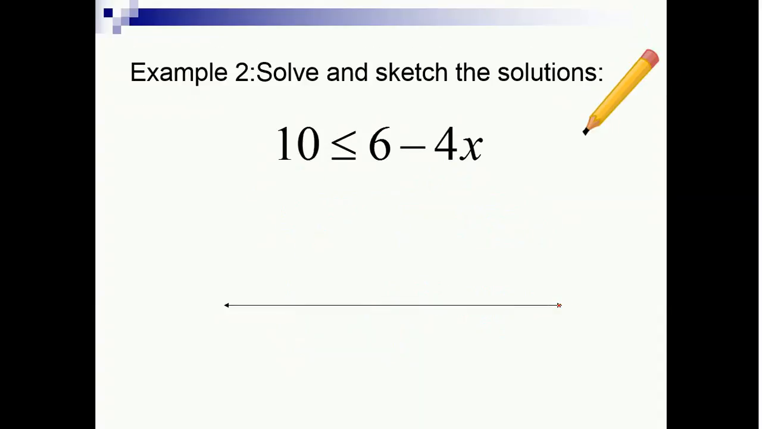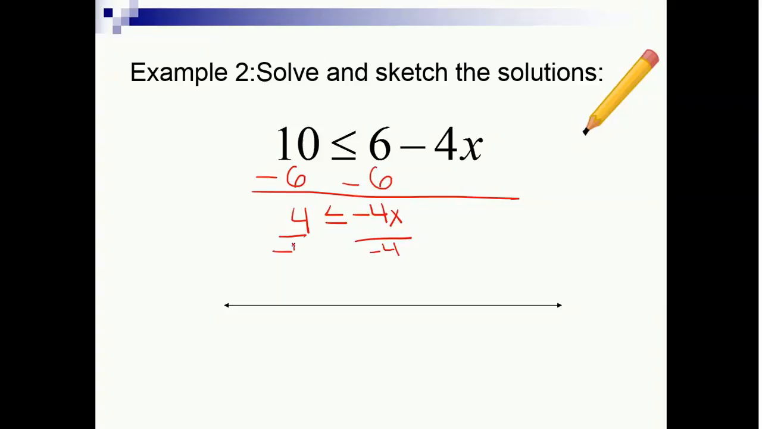Let's take a look at this one. So I have 10 is less than or equal to 6 minus 4x. Very first thing I'm going to do, I'm going to get my numbers all to their own side. So I'm going to subtract 6 from both sides. I'm going to get 4 is less than or equal to negative 4x. Looks like I need to solve for x. Gotta divide by negative 4.